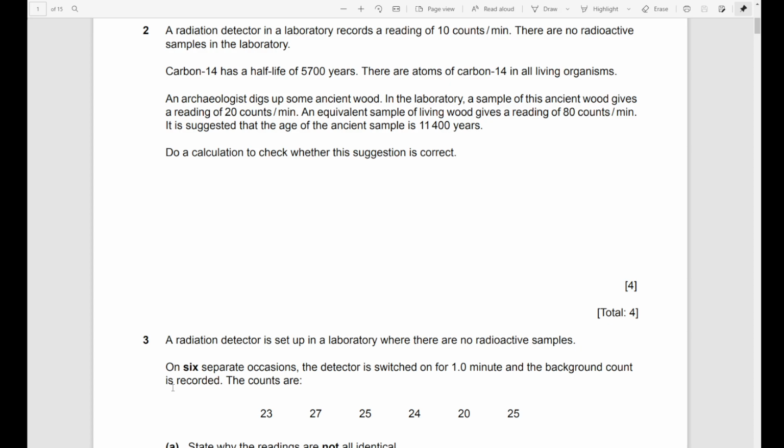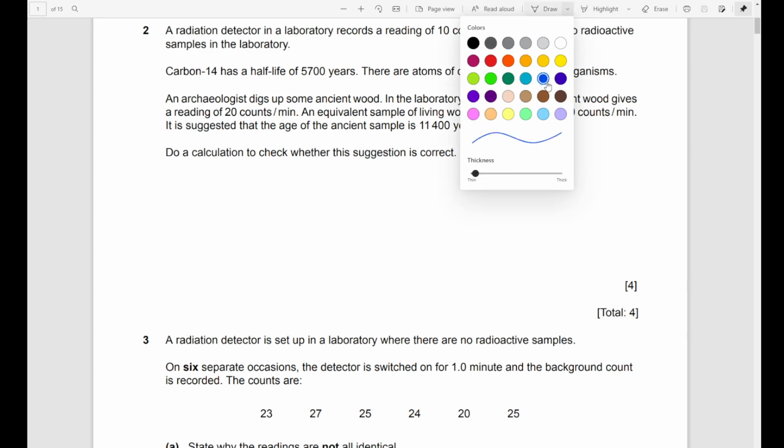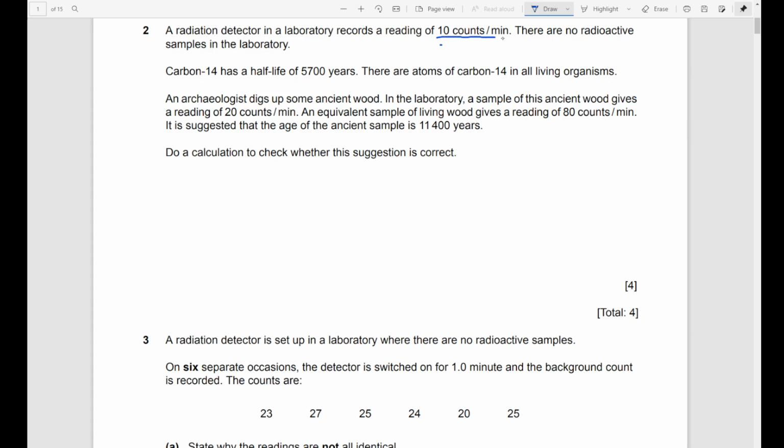Okay, this question had been asked by one of your colleagues. So question number 2 from the handout that had been given before. A radiation detector in a laboratory records a reading of 10 counts per minute. So this is the reading detected by the detector without any radioactive substance. So this can be said as your background radiation. There are no radioactive samples in the lab.